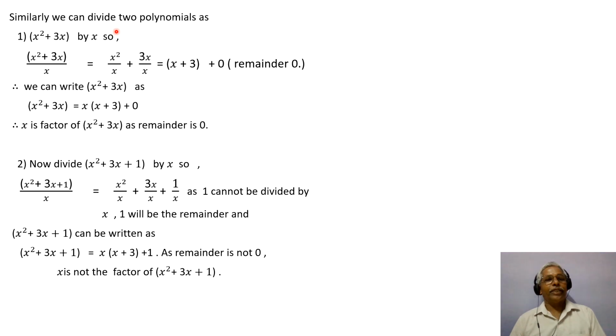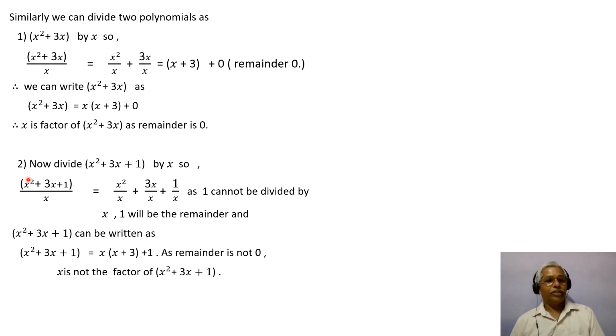So now we can apply this theory to polynomials. We can divide two polynomials, first one x square plus 3x by x. So x square plus 3x upon x equals, separating the terms, x square upon x plus 3x upon x. x cancels in both the cases and we are left with x plus 3 plus 0. Remainder is 0. Therefore, we can write x square plus 3x as x into x plus 3 plus 0, see it is written here. Remember that formula, that figure, and you will get it. And again a comment here: x is a factor of x square plus 3x as the remainder is 0.